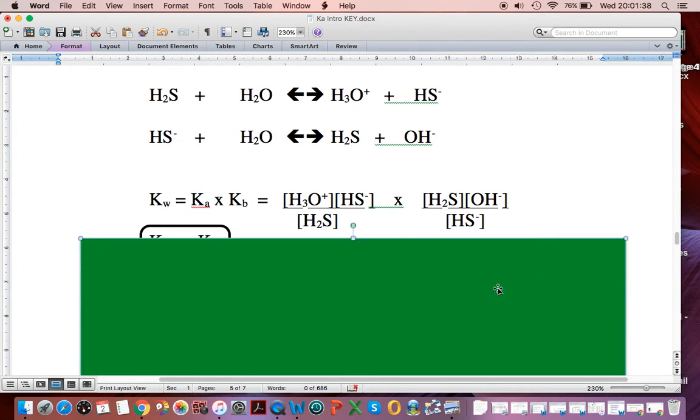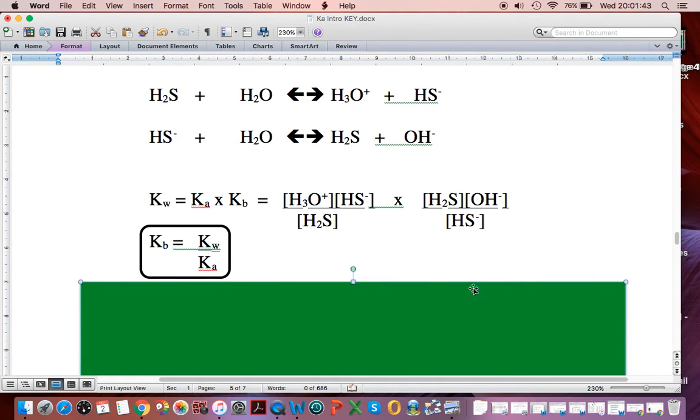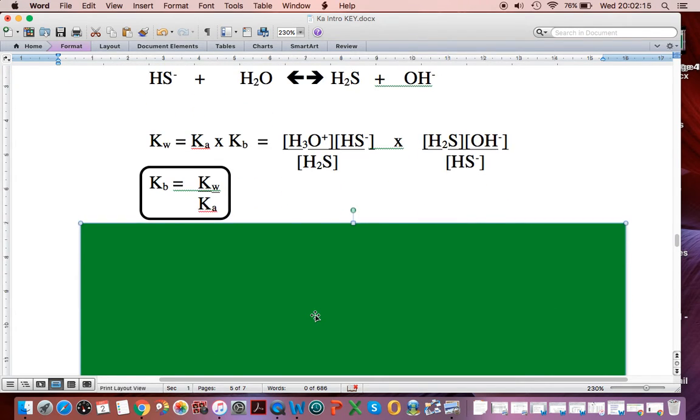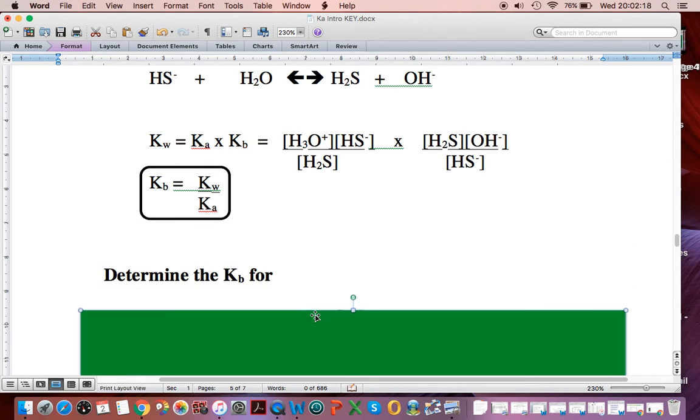So this is sort of a mini proof that KW equals Ka times KB, and the formula you really care about is that KB equals KW divided by Ka. So at 25 degrees Celsius, we would take the KW, 1.00 times 10 to the minus 14, and divide it by the Ka for the conjugate acid, and we can get the Kb for the conjugate base. So if I want to know about HS minus, I have to recognize that H2S is its conjugate acid. I look up its Ka, plug it in here, and solve for a Kb. Easy calculation, it's got to be automatic for you.